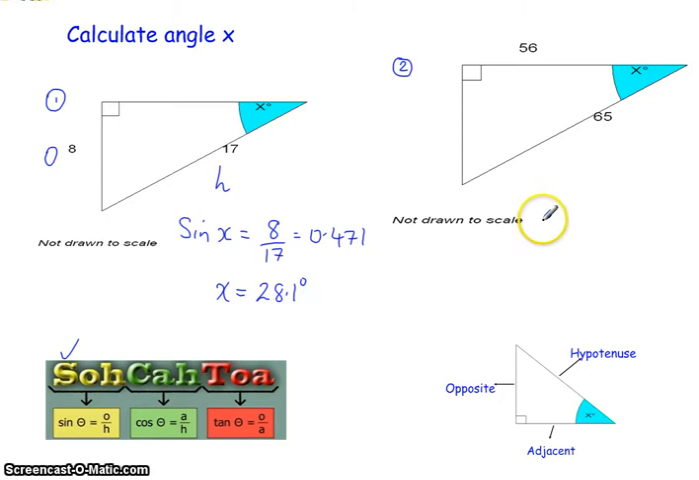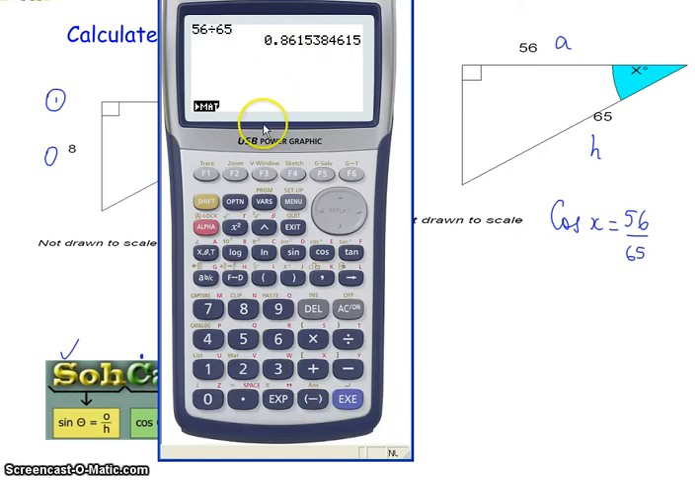Okay, so the final question, we label the sides. We have the hypotenuse and we have the adjacent side. And by looking at the ratio here, we have A and H, so we're going to have to use cosine this time. So cos x equals the adjacent side, which is 56, divided by 65. And we use our scientific calculator again. So we get 0.862 to 3 decimal places.